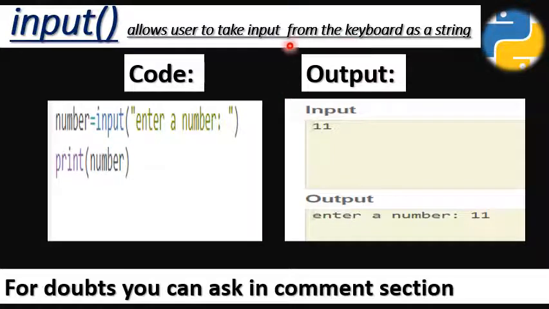Now the doubt: the input function allows the user to take input from the keyboard, but why am I saying as a string? In my previous example I used a string, I gave angel as my input, and here I wrote number, I gave a number as an input. So why am I saying it can only allow the user to take input from the keyboard as a string? Why is the string coming? For that, first we'll understand what a string is.